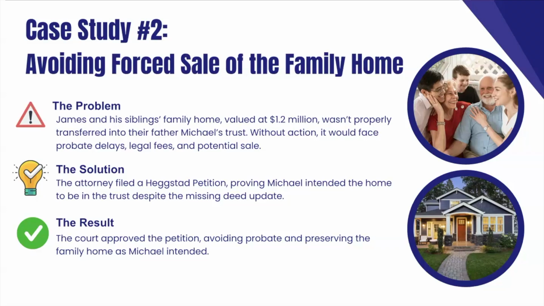Now, I encourage you to think about this also for sale of business as well, or business sold for parts, not for true value. Same concept because of what's going on, but we're just going to focus on the family home. So James and his siblings' family home is valued at 1.2 million, right? Wasn't transferred to their father Michael's trust. But all right, that's a problem, as we mentioned.